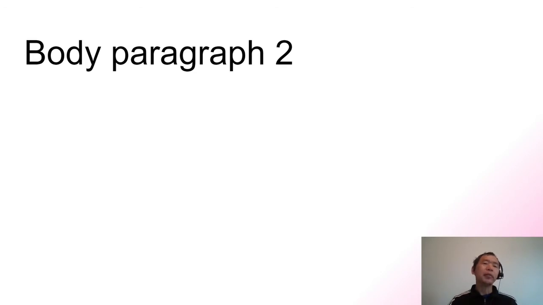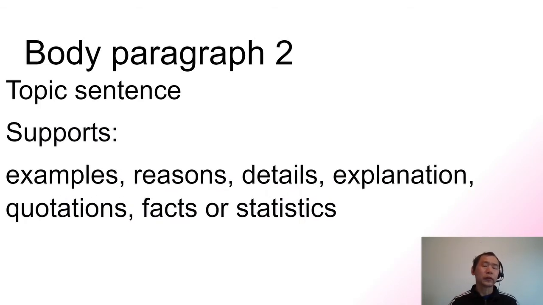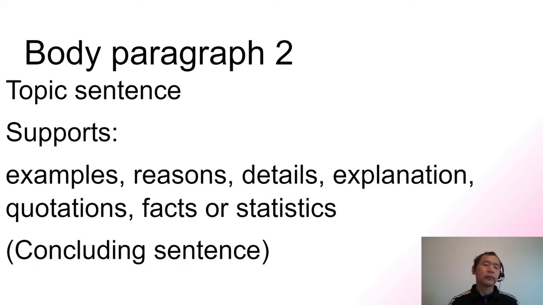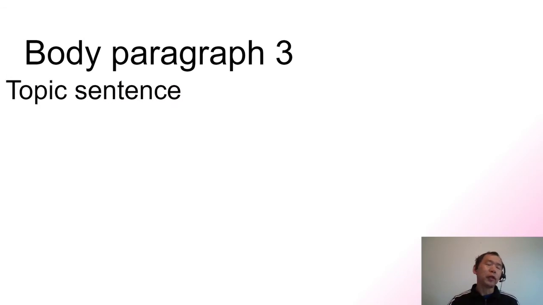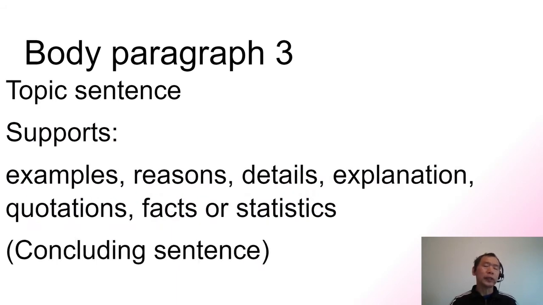The second paragraph would be very similar to the first paragraph. Make sure your topic sentence is a development based on the topic sentence in the first paragraph. So you have the same kind of supports, and you need a concluding sentence. And the third body paragraph would do pretty much the same thing: topic sentence, supports, and a concluding sentence.